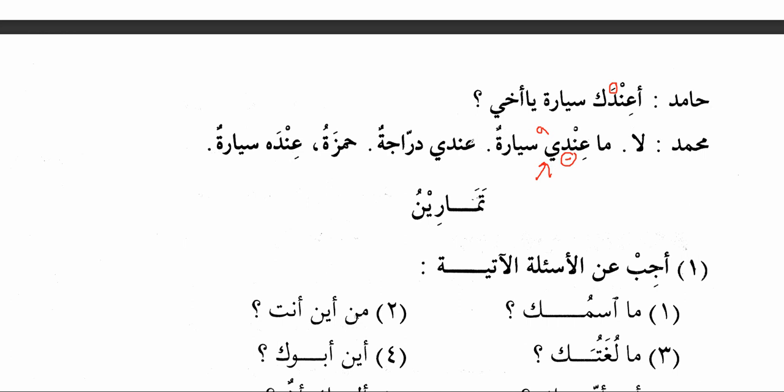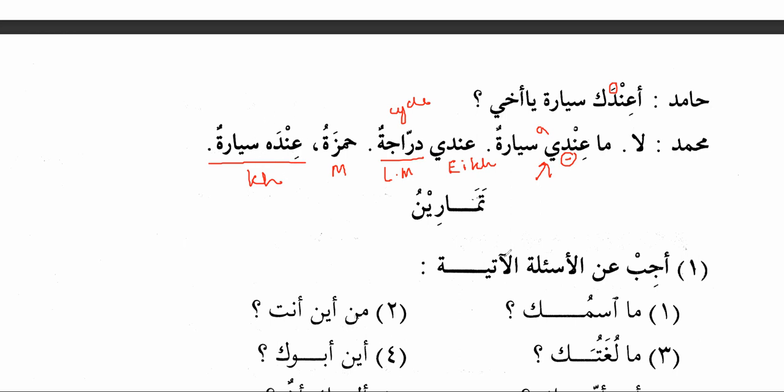And indi, I have darajatun, means cycle. And this is our late mubtada, and this is our early khabar. Shibu jumla. This is also shibu jumla. Hamzatu indahu. Now hamzatu is mubtada. Indahu sayyaratun. So what type of jumla do we have? Shibu jumla. This is also our total khabar. Khabar came in the structure of shibu jumla.